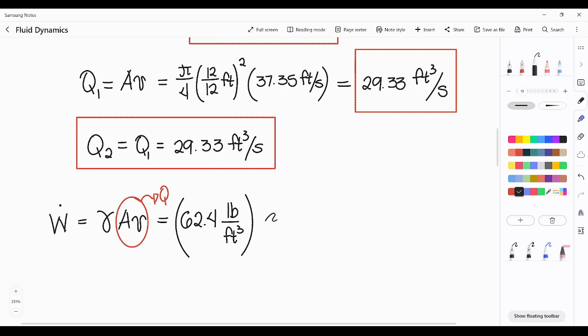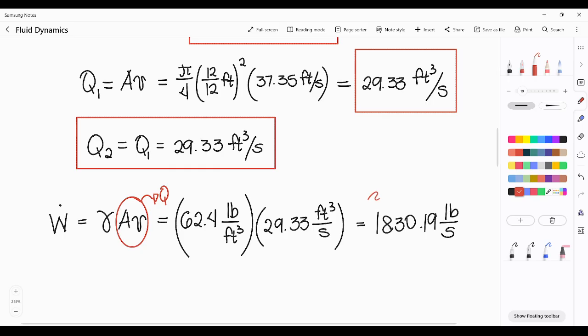We will not write the area and the velocity because it's simply equal to Q, our volume flow rate, which is 29.33 cubic feet per second. And our resulting unit must be weight flow rate, that is pounds per second. And putting that into your calculator, you will arrive with the value of 1830.19. That is in pounds per second.